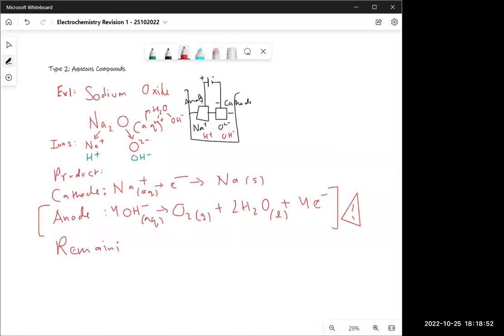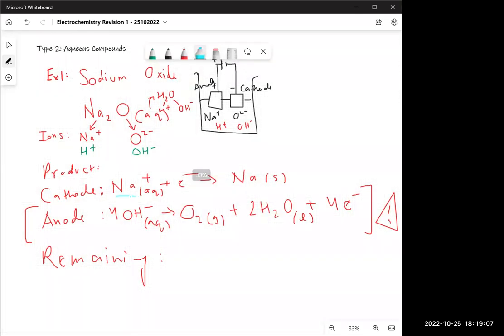Now the next thing we're looking at is remaining, or let's say left in solution. Let's just say remaining. Remaining, what is remaining? Look, now Na goes somewhere and OH goes somewhere. So this guy and this guy are gone. Who's left? H plus and O, right? H plus and O are left.